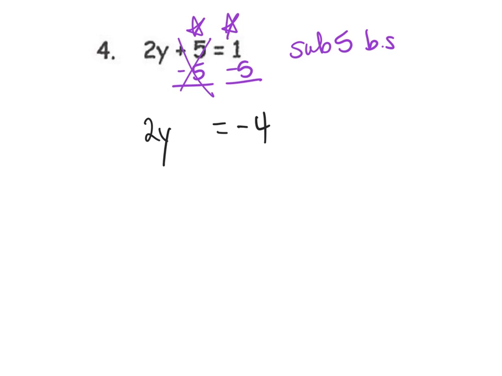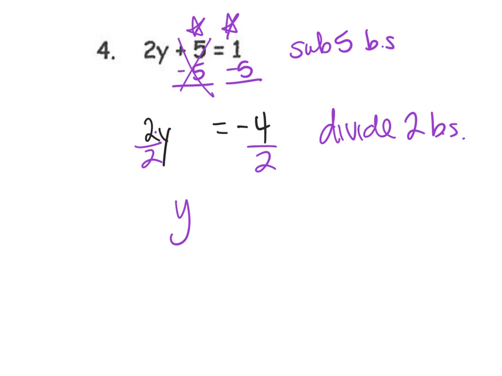Next step. Divide by 2. Right now, 2 is multiplied by y. What's the opposite of multiply? Just like you said, divide by 2, both sides. Divide by 2 on both sides. Y equals negative 4 divided by positive 2. Negative 2. Check would look like this.